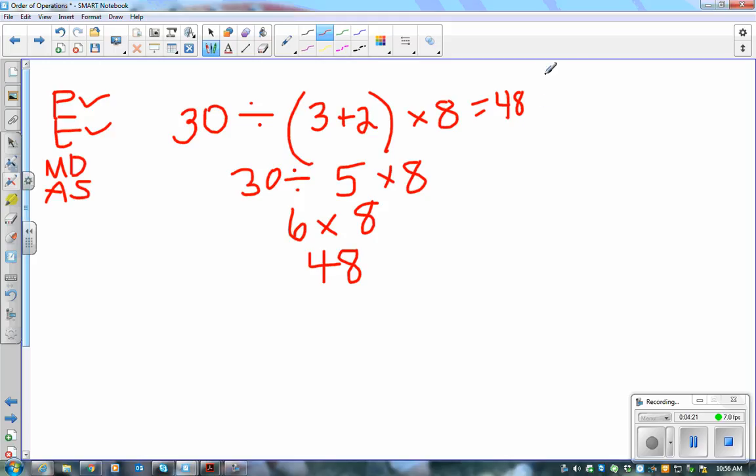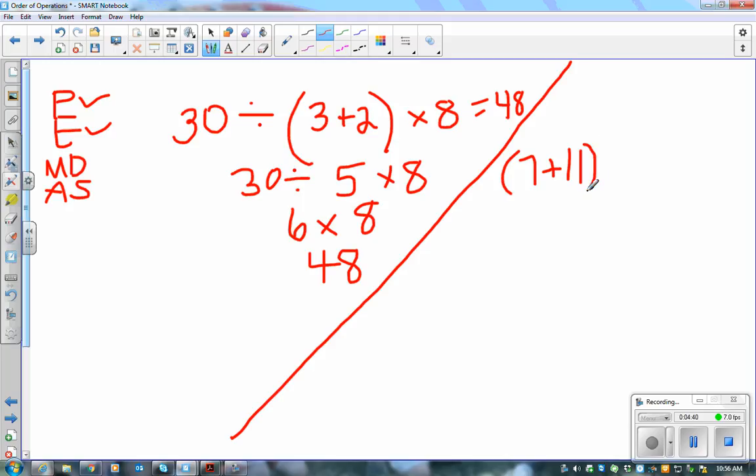Okay? Let's do another one. Just going to draw a little line there. What if we did 7 plus 11 in parentheses minus 8 divided by 2.